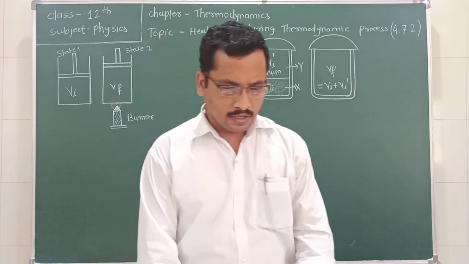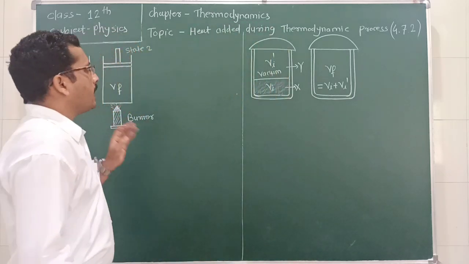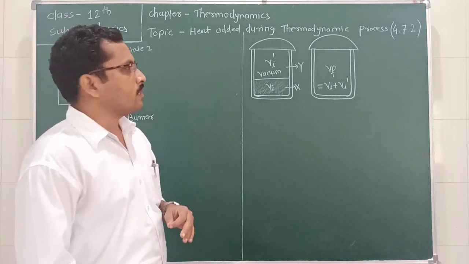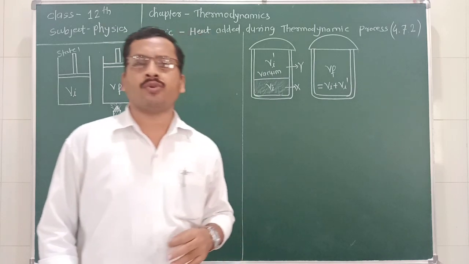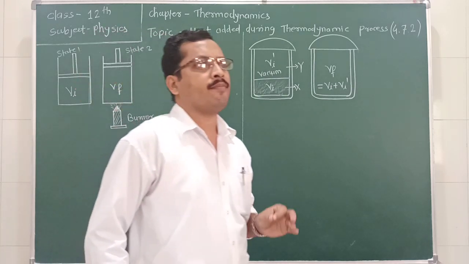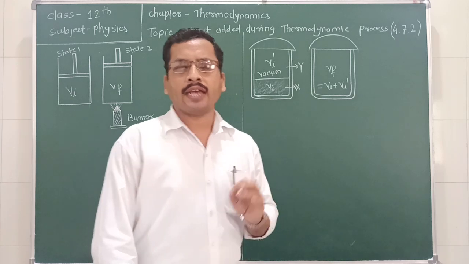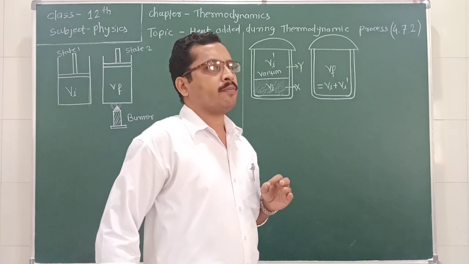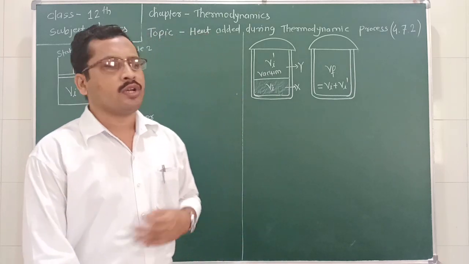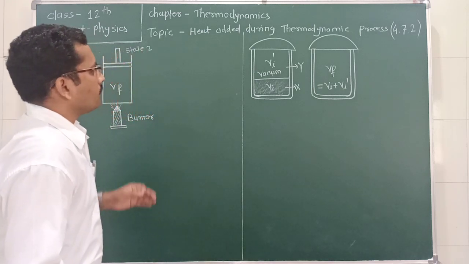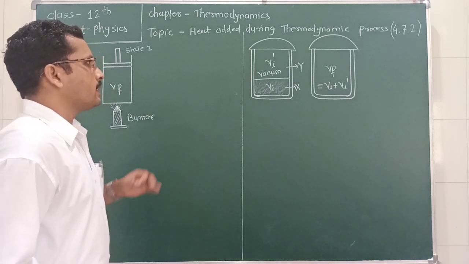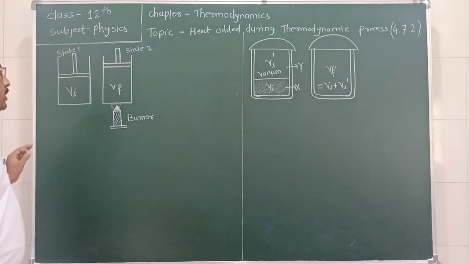Now, to study the heat added during the thermodynamic process, we know that when the thermodynamic process changes from state 1 to state 2, its pressure, volume and temperature change, and as the state changes, the gas is converted from state 1 to state 2. This is the first diagram by which we can explain the heat during the thermodynamic process.